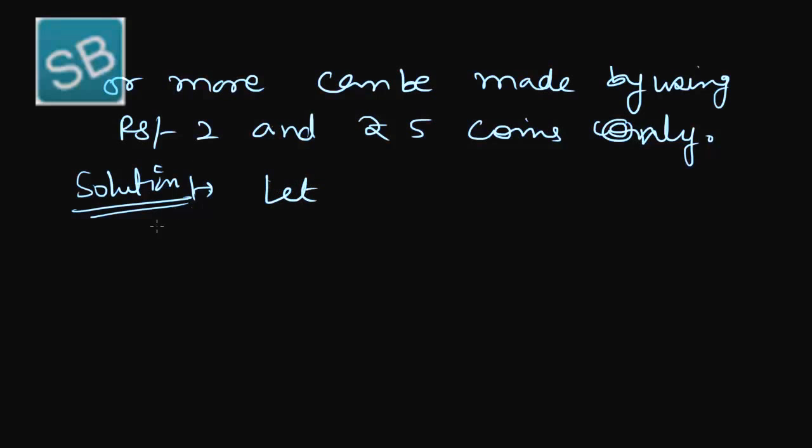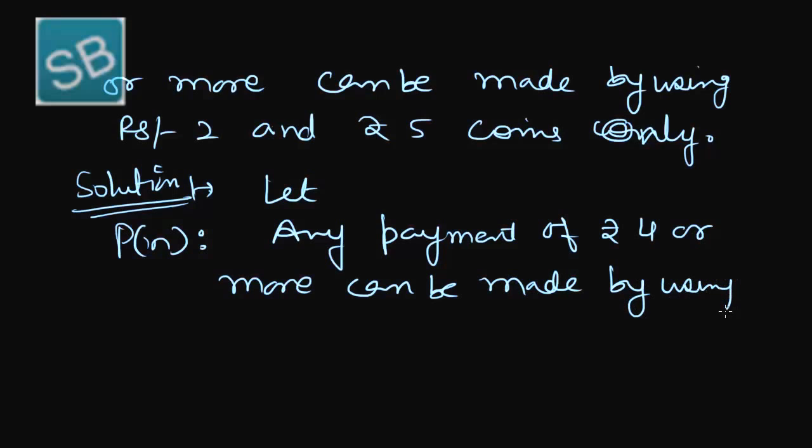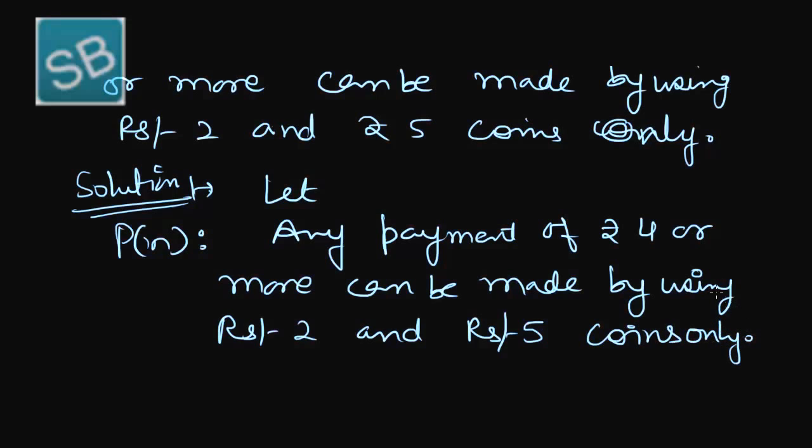So let P(n) be the statement: any payment of rupees 4 or more can be made by using rupees 2 and rupees 5 coins only.